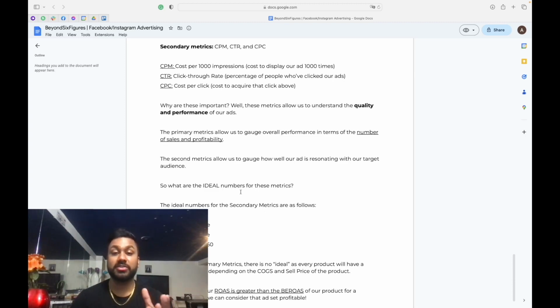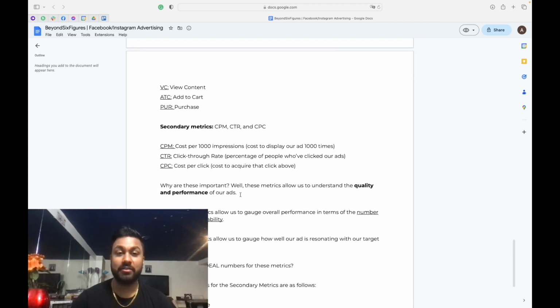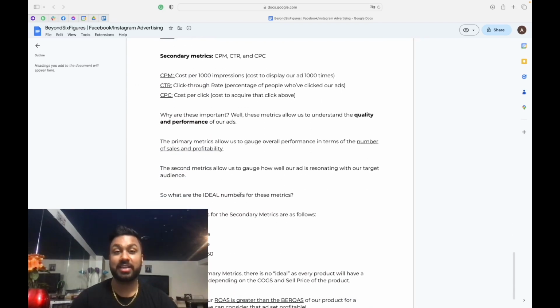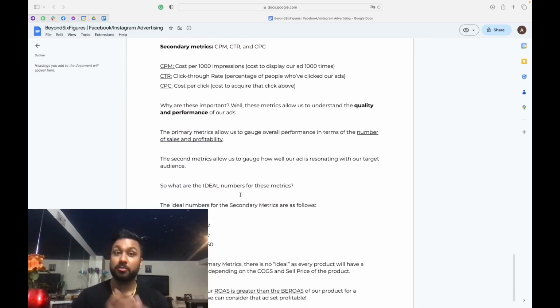It's super important to understand that these allow us to understand the quality and performance of our ads, right, guys? So both primary and secondary metrics are very, very important, and the primary being obviously the most important, right? What's your return? Are people actually going ahead and viewing your landing page? Are people actually adding to cart? Are people actually purchasing your product? That's very important, therefore we call it primary. But secondary is also important because it allows us to gauge, how much is the cost? What is the actual metric of people clicking on the ad? What is the actual cost to click, right? So these are also very, very important to understand which kind of ad creatives work better as well.